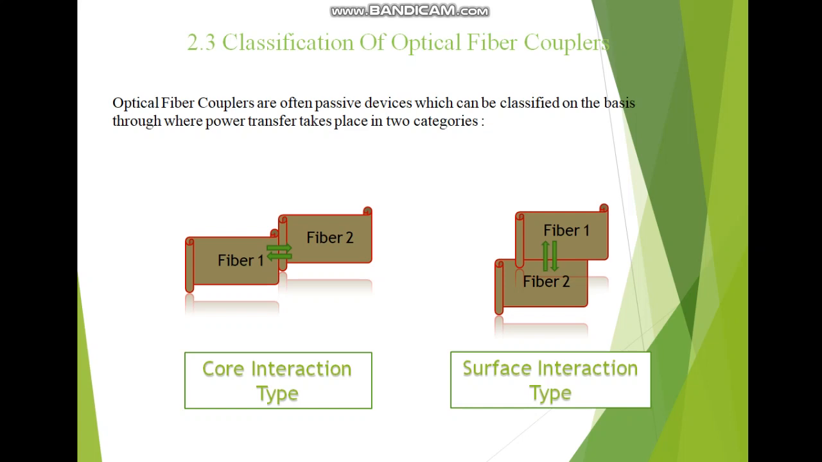Core interaction type means the transmission from fiber 1 to fiber 2 is through the core. They are connected in a series way. In surface interaction type, the power is coupled through the surface from fiber 1 to fiber 2. Both couplings can be bidirectional. So this is the basic classification of optical fiber couplers.